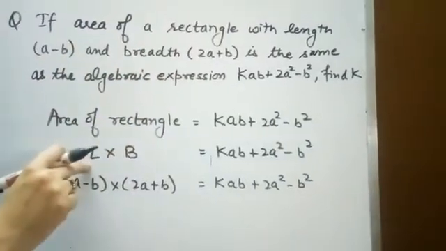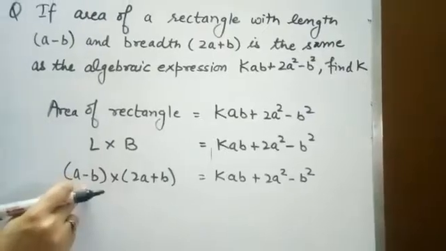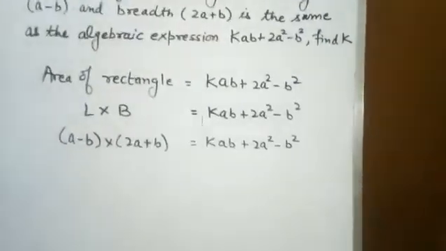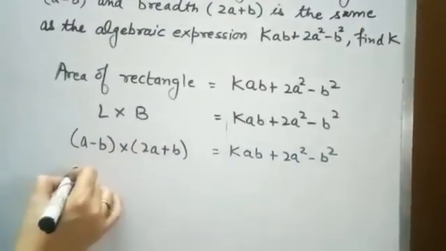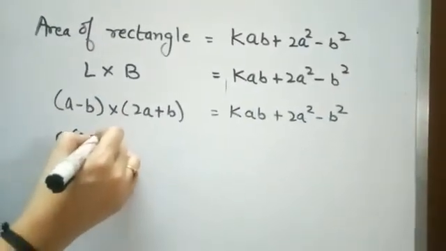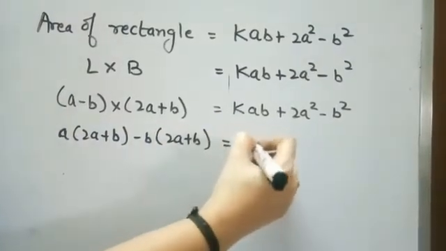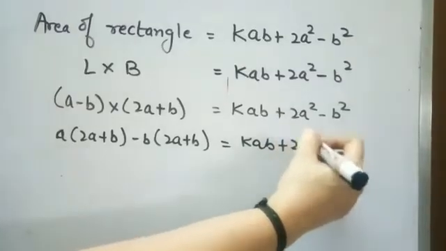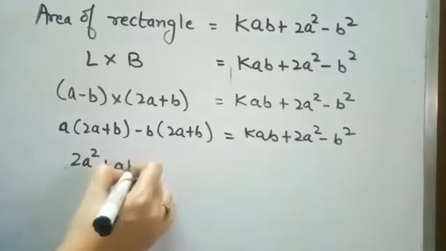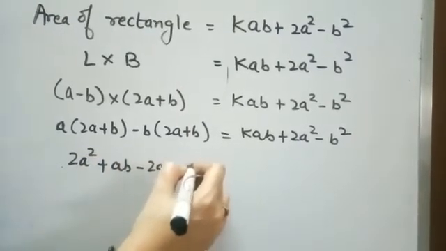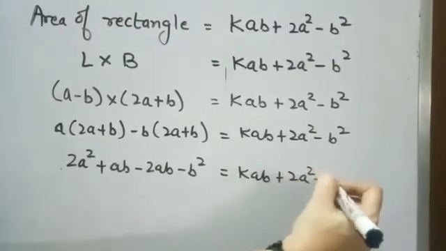As we all know, area of rectangle is length into breadth, and length and breadth both are given to us. Length is a minus b and breadth is 2a plus b. That is equal to this. Now I am going to multiply, that is a into 2a plus b minus b into 2a plus b, equals kab plus 2a square minus b square. Now it is equal to 2a square plus ab minus 2ab minus b square, equals kab plus 2a square minus b square.